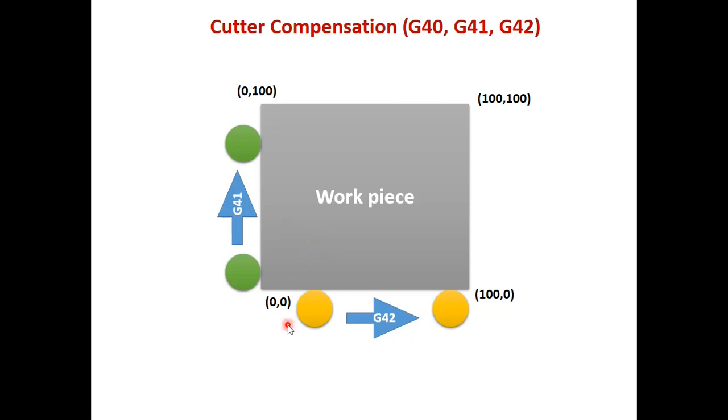But suppose instead of clockwise I want to do an anti-clockwise operation. So from 0,0 I cut till 100,100, go by 100,0, then 0,100 and come to 0,0. So in this case it is an anti-clockwise operation. That's why the tool is at right side and left side is the workpiece where the cutting operation takes place. So I have to use G42.